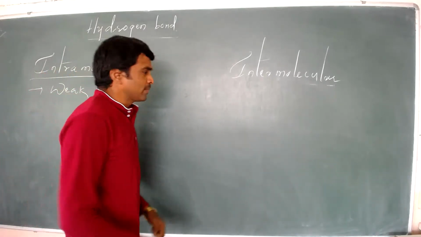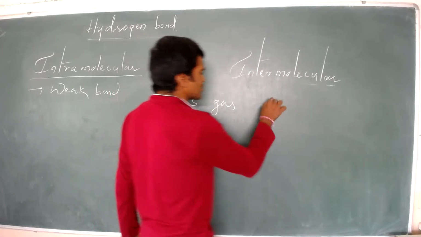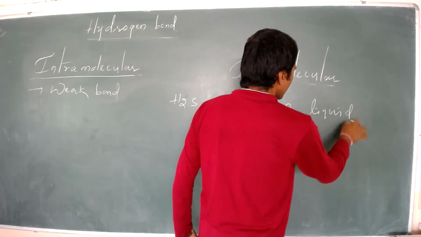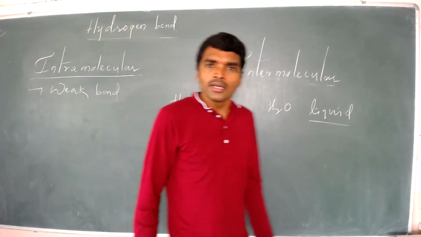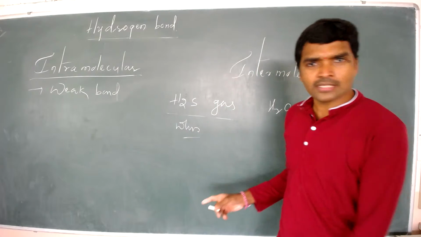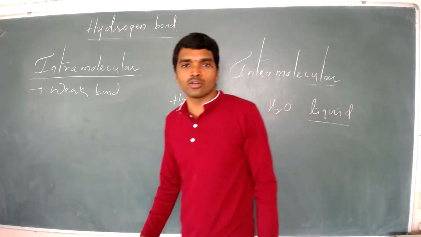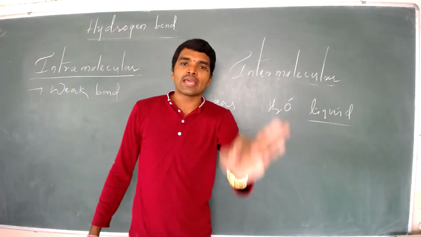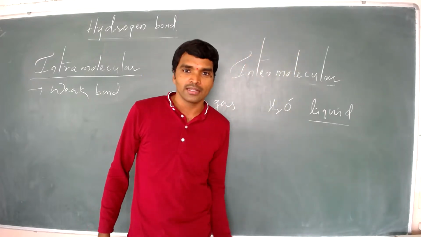Last point to remember. One question they will ask compulsorily: H2S is a gas, H2O is a liquid. Why? H2S means sulfur having two hydrogens, and H2O means oxygen having two hydrogens. Oxygen and sulfur both belong to the same group, the sixth group, or 16th group elements.